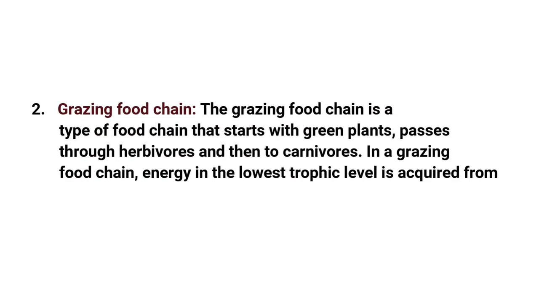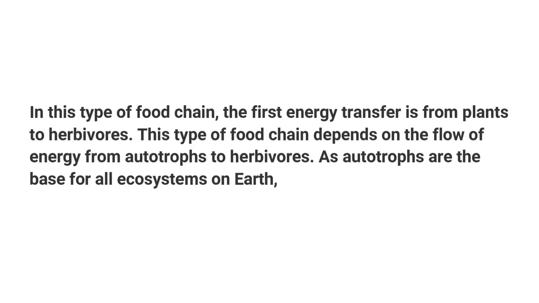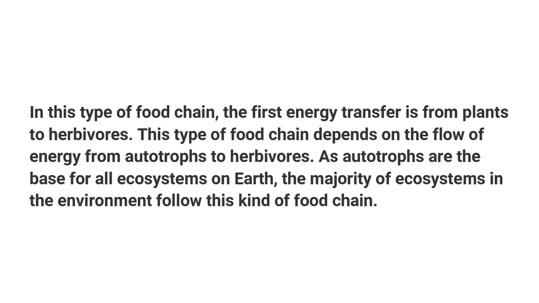Grazing food chain. The grazing food chain is a type of food chain that starts with green plants, passes through herbivores and then to carnivores. In a grazing food chain, energy in the lowest trophic level is acquired from photosynthesis. In this type of food chain, the first energy transfer is from plants to herbivores.